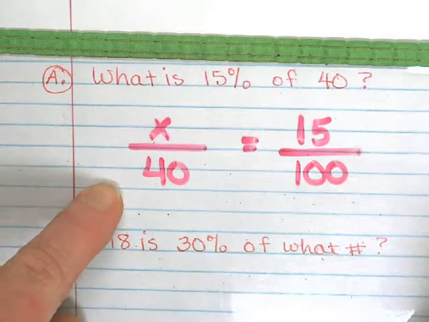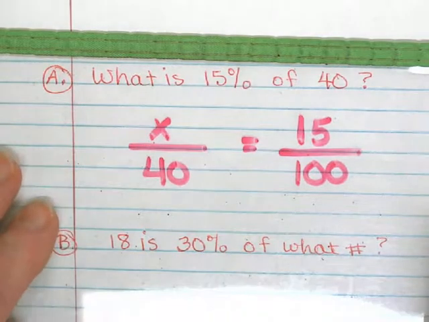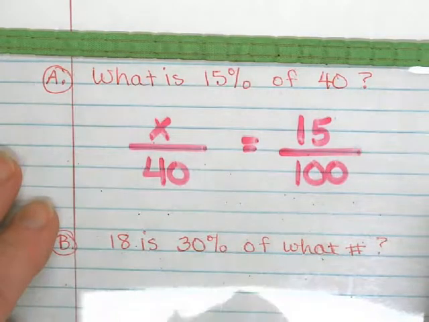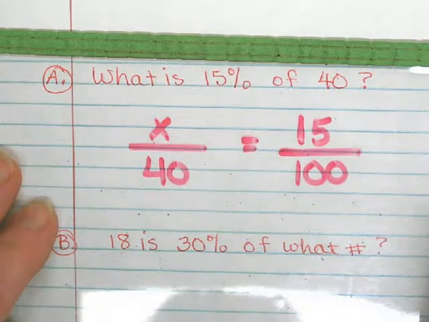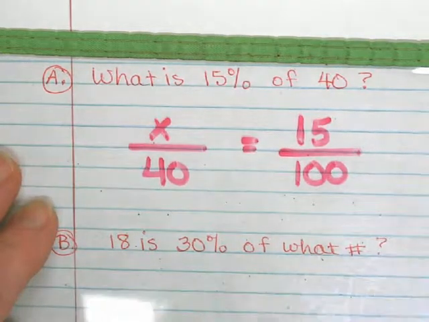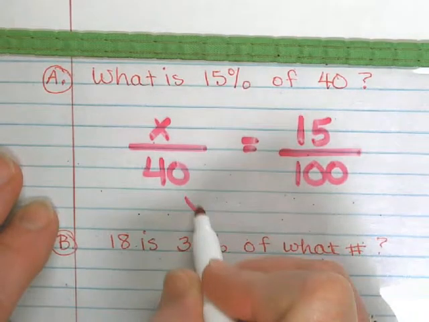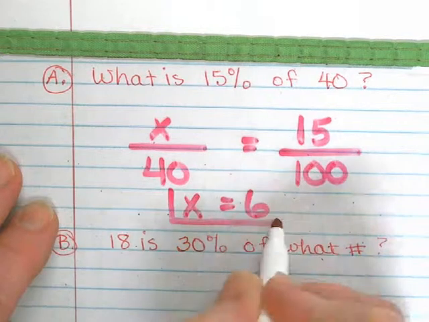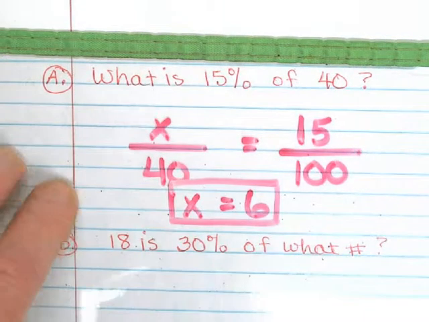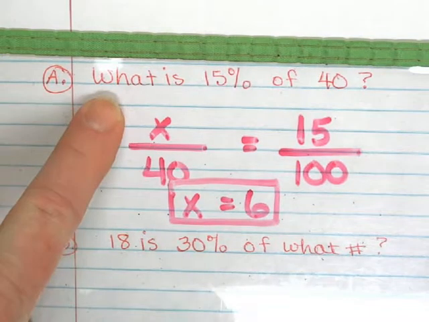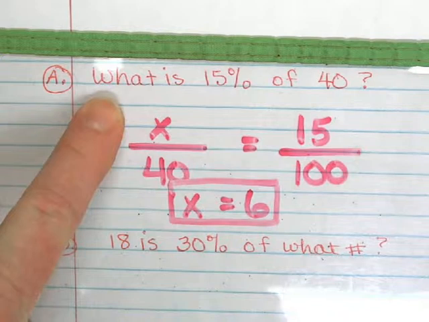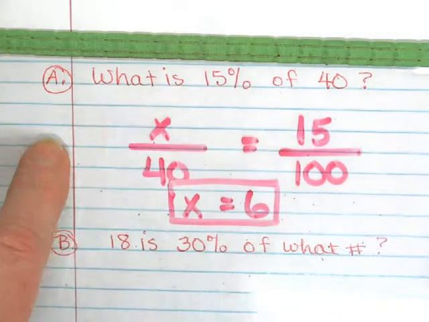Do you see a nice cross multiplication you can do here? 40 times 15. And then what are you going to do? Divide by 100. X equals 6. Box it in. So we could go back here and say, 6 is our what. So we could say 6 is 15% of 40.